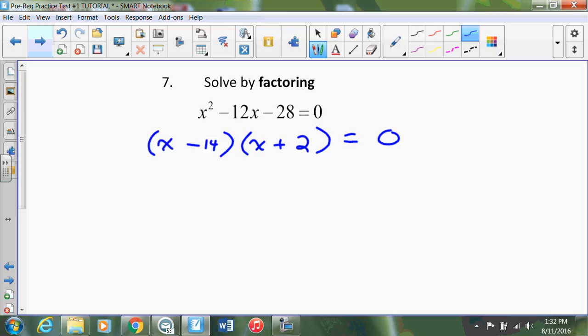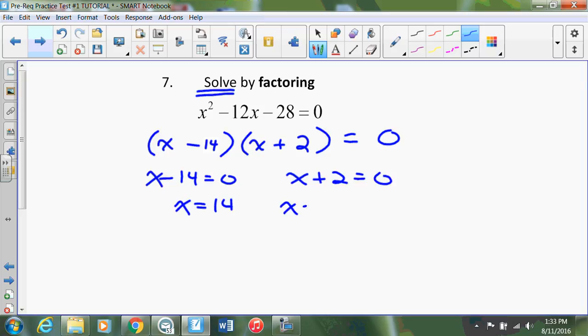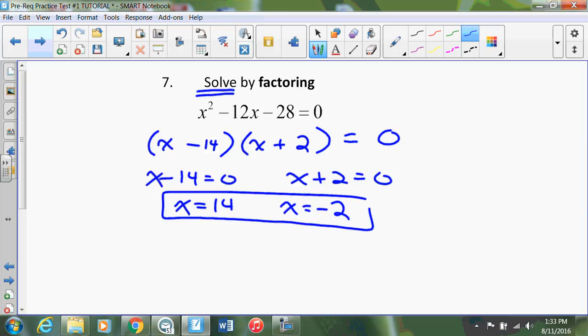But of course, we're not going to stop there because it says to solve. And so we're going to use the multiplicative property of 0 to set each one of them equal to 0. We're going to solve each one. We'll have x equals +14 and x equals -2. And if we took the time to plug those into the original equation, we would find that when x equals 14, the left side equals 0, and when x equals -2, it also equals 0.